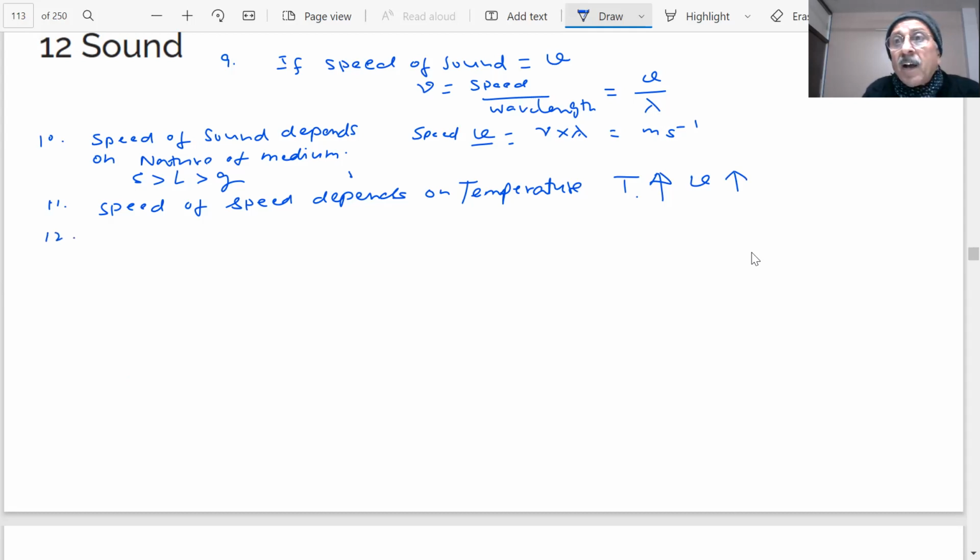Then we applied the laws of reflection of sound, which were similar to the laws of reflection of light.